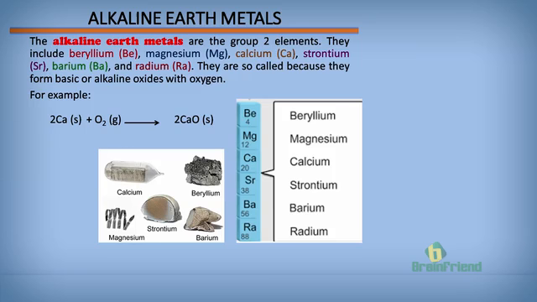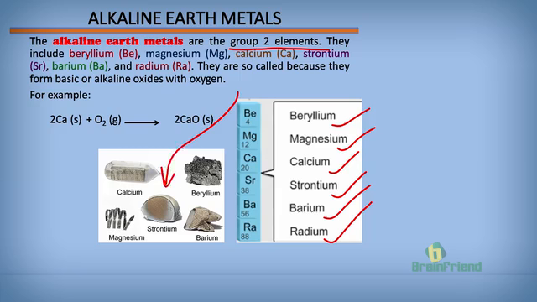Now, what are alkaline earth metals? These metals are the group 2 elements on the periodic table. So, they are beryllium, magnesium, calcium, strontium, barium, and radium. And we have some of them shown here in this diagram.